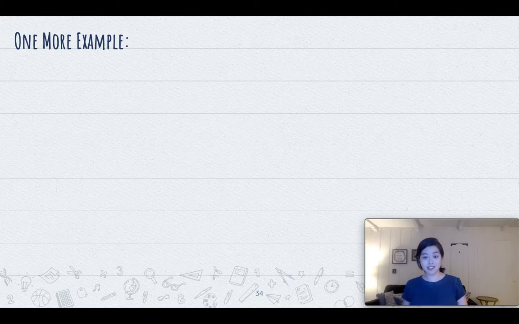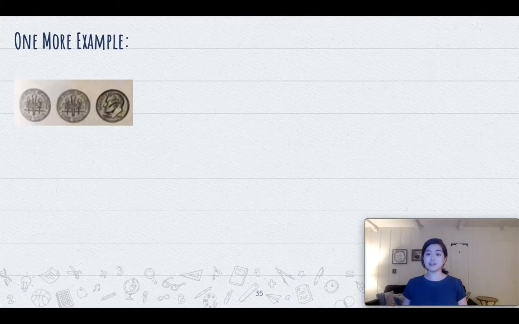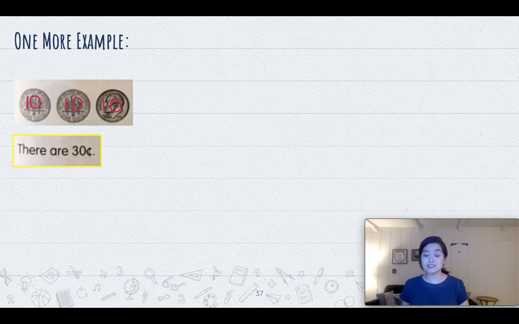Here's one more example. Here are my dimes. I have 3 dimes. What is the value of 1 dime? It's 10 cents. How much total do I have on the screen? Well, I see that there are 3 dimes. 1 dime is 10 cents, so I will skip count by 10 3 times. Ready? 10, 20, 30. There are 30 cents on the screen.